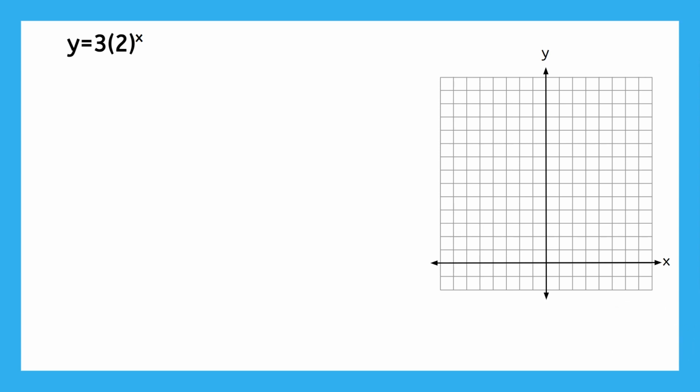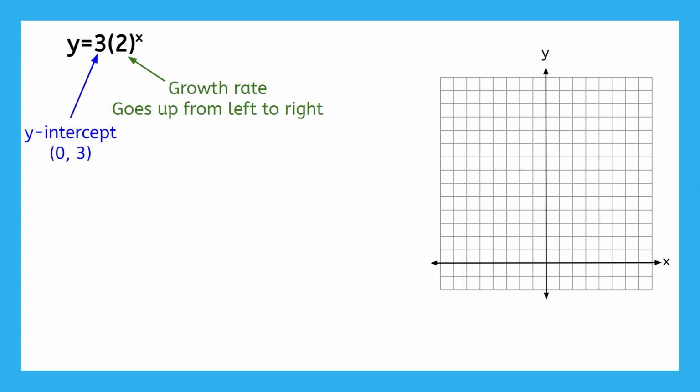Just by looking at this equation, I could see the y-intercept is 3, and the growth rate is 2. Since this rate is greater than 1, we know that this represents growth rather than decay, and our graph will go up from left to right. That's a really great start.